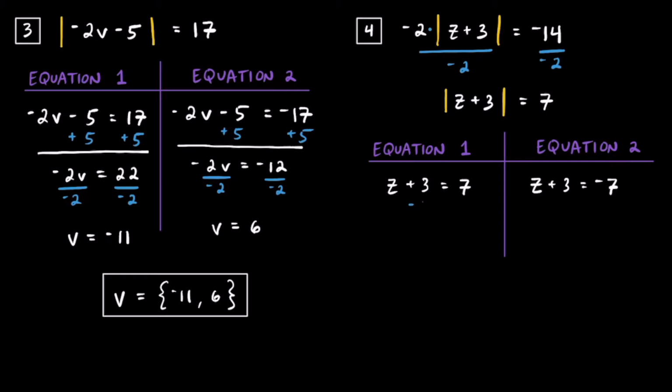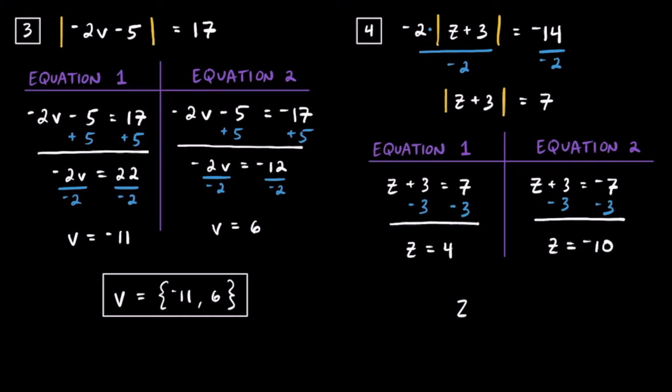Solving the equation on the left, we can use the subtraction property of equality and subtract 3 from both sides, and those 3's are going to cancel out, so we find out that z is equal to positive 4. For the equation on the right, we're going to use the subtraction property of equality again and subtract 3 from both sides of the equation, and we're left with z is equal to negative 10, since negative 7 minus 3 is the same thing as negative 7 plus negative 3, and that's equal to negative 10.